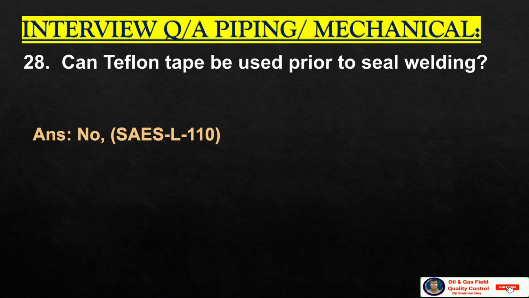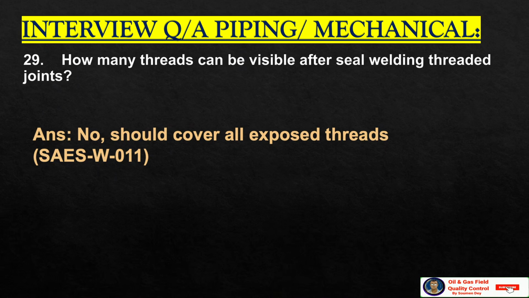Can Teflon tape be used prior to seal welding? No. SAES-L-110. How many threads can be visible after seal welding threaded joints? No thread should be visible. Welding should cover all exposed threads.